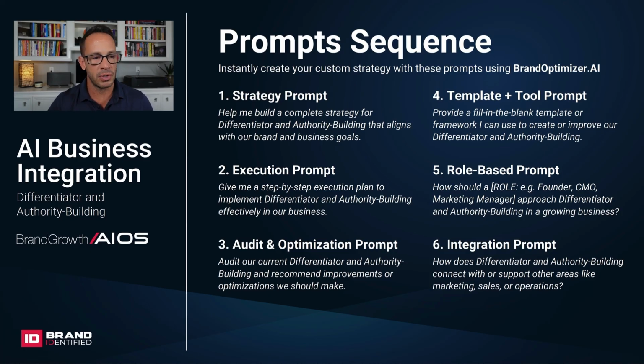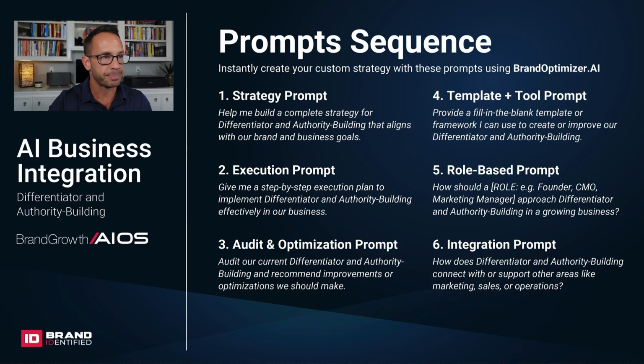And then the final 6th prompt here is the integration prompt, and that is: how does differentiator and authority building connect with or support other areas like marketing, sales, or operations? So take each of these 6 prompts and implement them or add them over into BrandOptimizer.AI to build out your entire strategy.